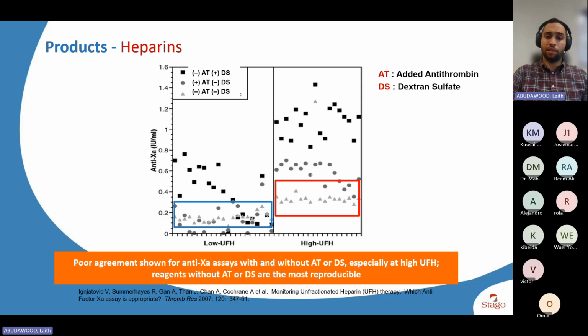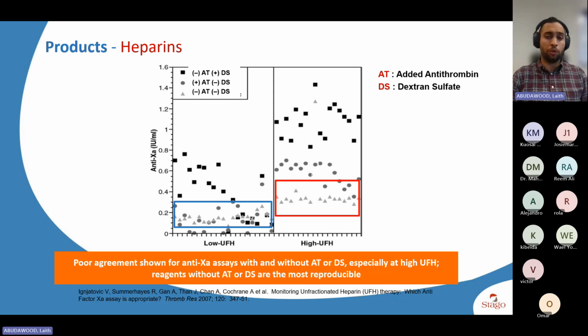Before moving on from this slide, I mentioned to you that I will tell you why there is dextran sulfate in the reagents or in the proficiency testing materials. For proficiency testing materials, the manufacturers add dextran sulfate to reduce the variability between the reagents that contain or do not contain dextran sulfate, because they understand that there are these differences between manufacturers in the anti-Xa kits.